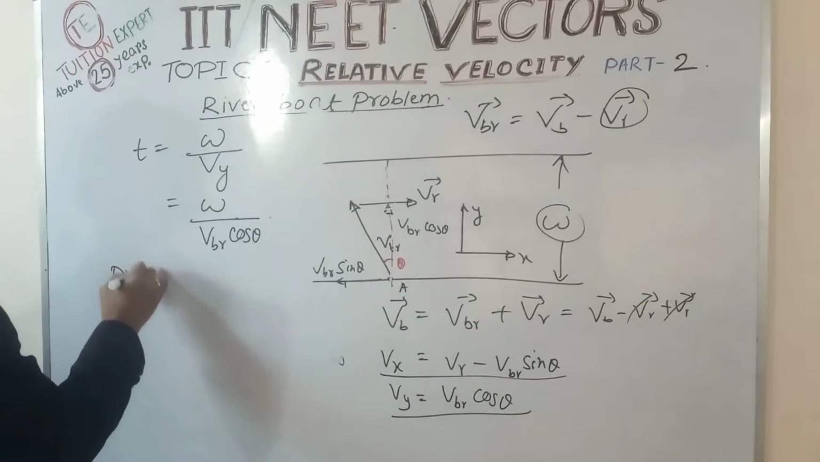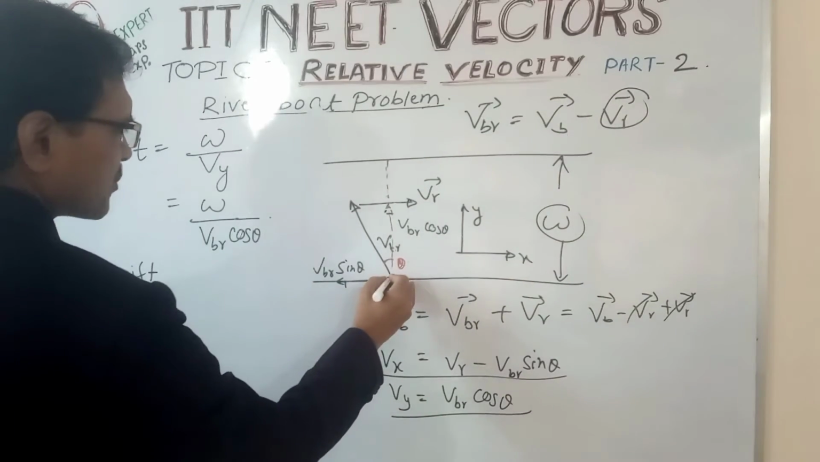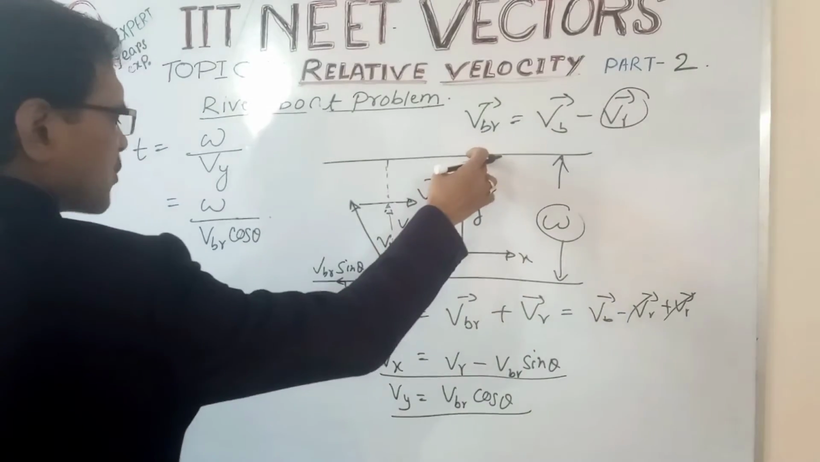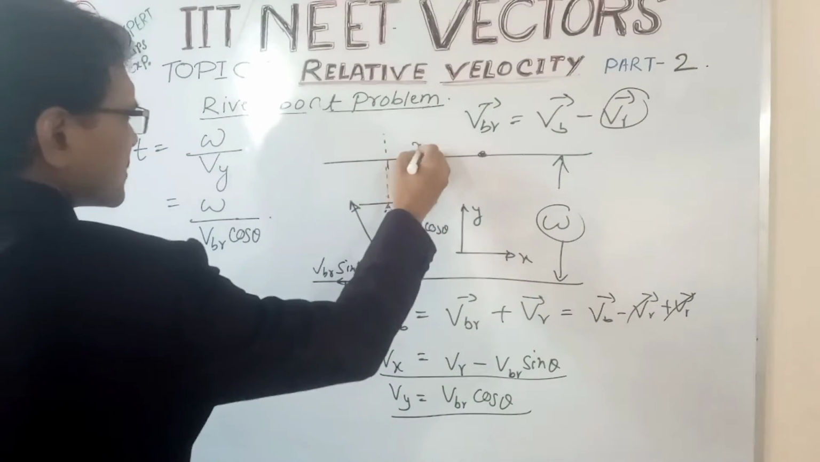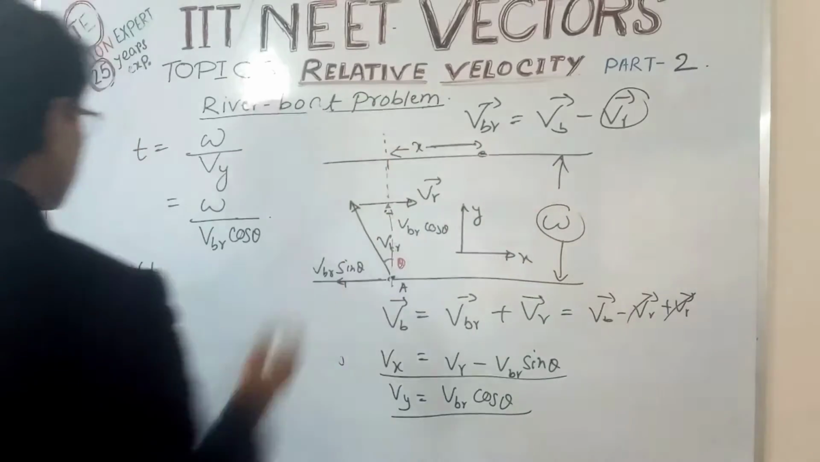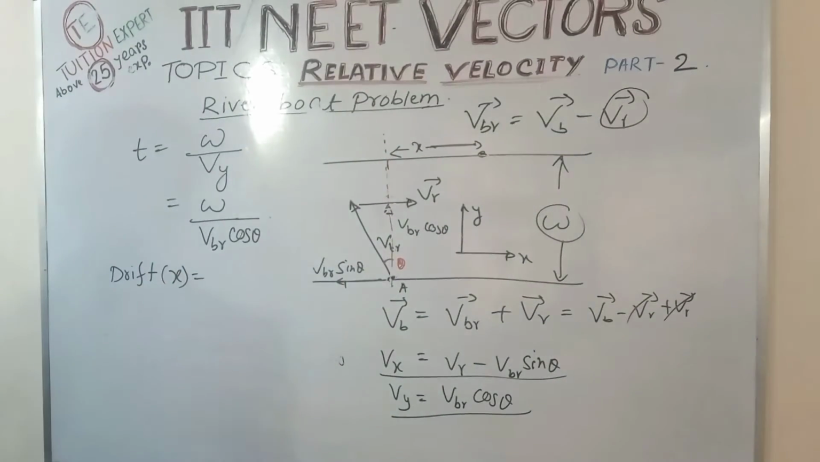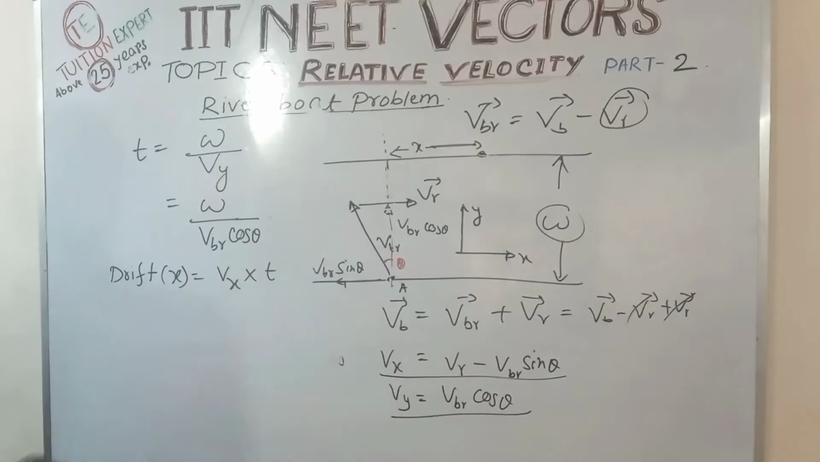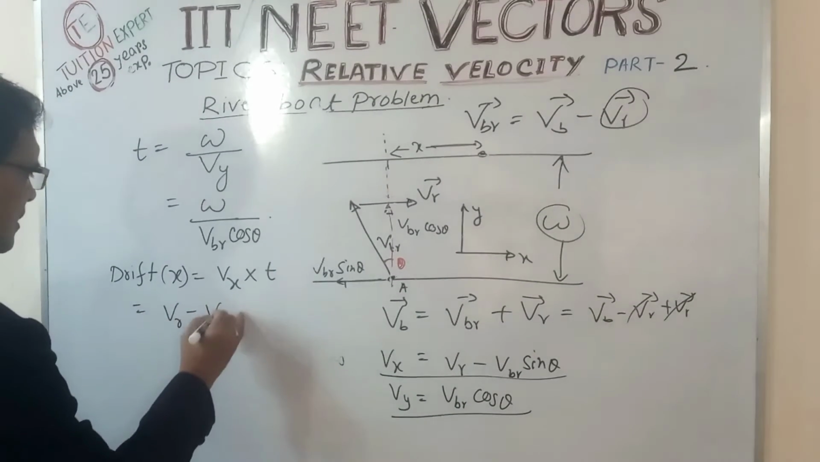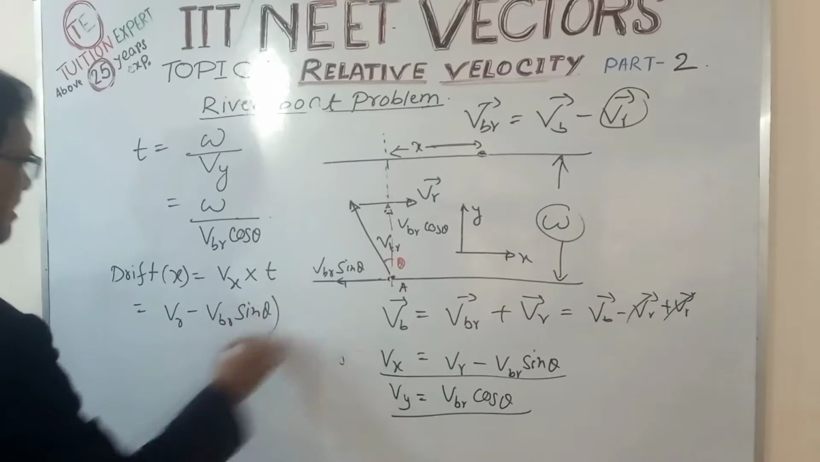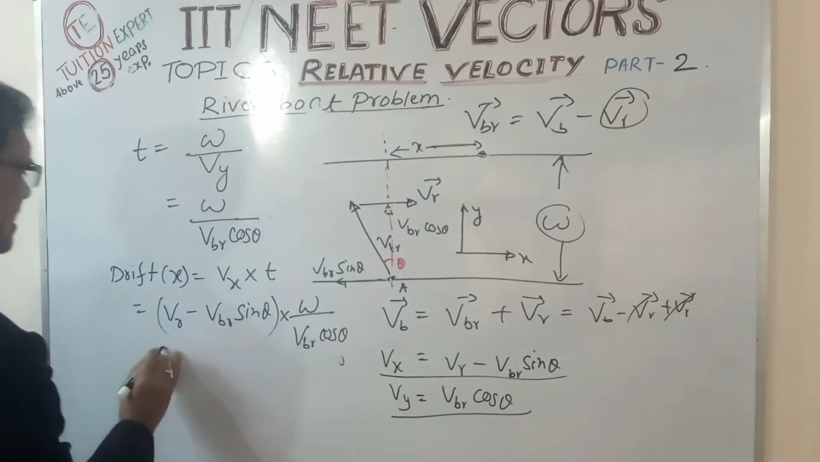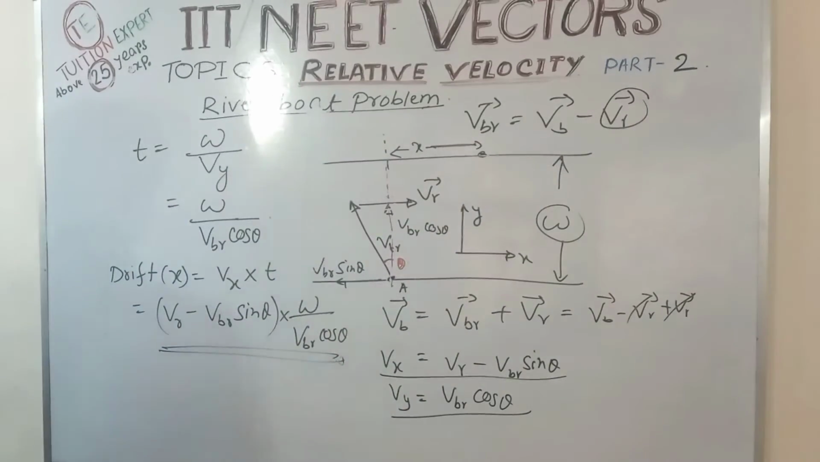And along the x direction, this is called drift. Drift means, suppose the boat reaches at this point, then from this to this is the drift. Drift is denoted by x. X equal to velocity along x direction into time taken. The time taken to cross the river is this. So drift x equal to this into t. So this is the general expression of drift, and this is the time taken.